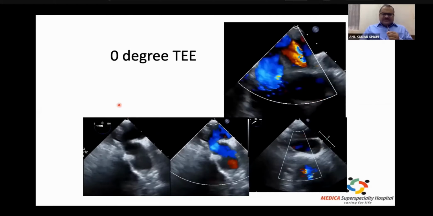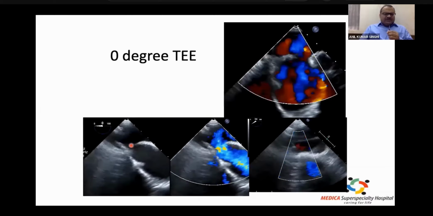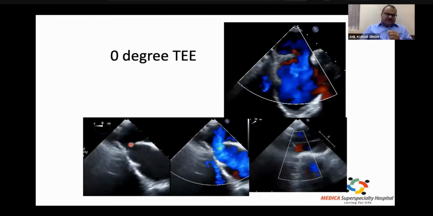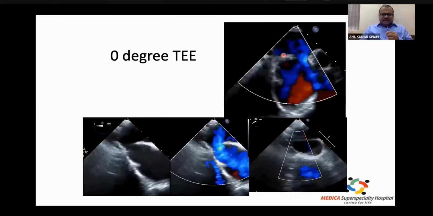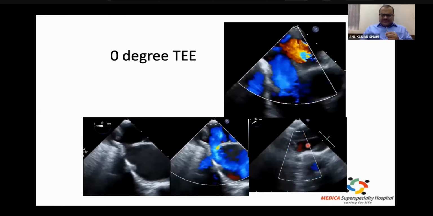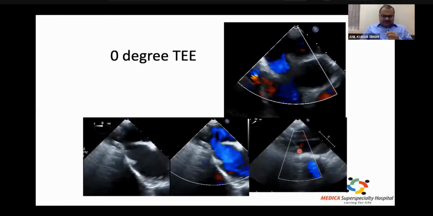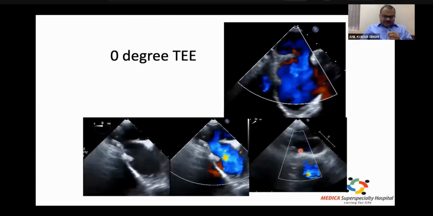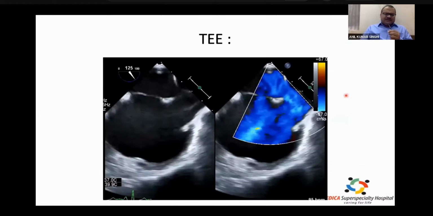And what was the surprise? At 0 degree, I am showing very high, and we can appreciate there is an additional ASD, and this is basically a sinus venosus ASD. I'll just come again. This is at 0 degree, this is at 90 degree, and here we can appreciate at 35 degree, one red flow is coming. This red flow is the flow of the right upper pulmonary vein. So we are dealing with a case, in addition to the secundum ASD, we have a sinus venosus ASD. So what was happening in this particular case?